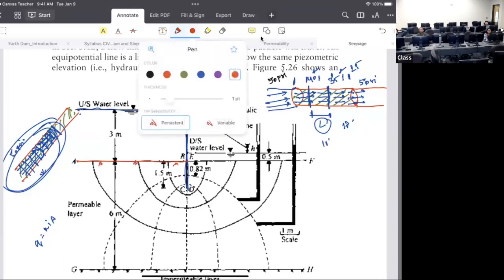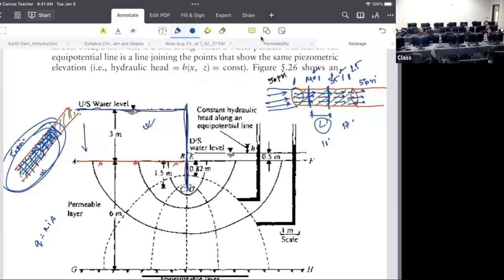Now, whenever we have the water on top, what will happen? Water will try to flow around the sheet pile, like this, all the way and come out. It has to travel all the way along a streamline. So in this case, how can we calculate the flow? There is no way we can do it, right?